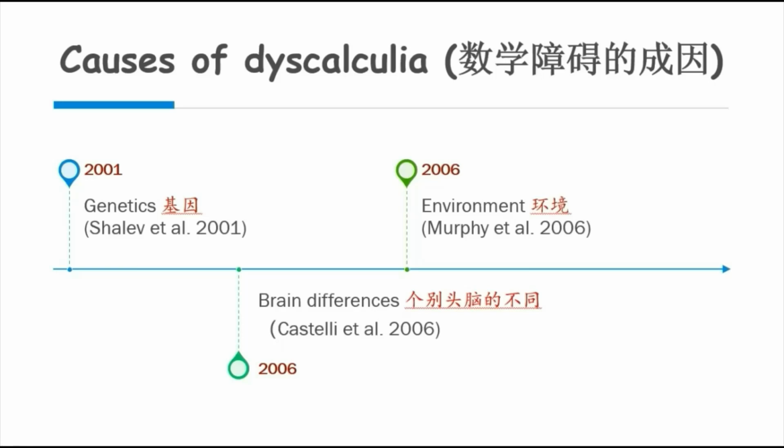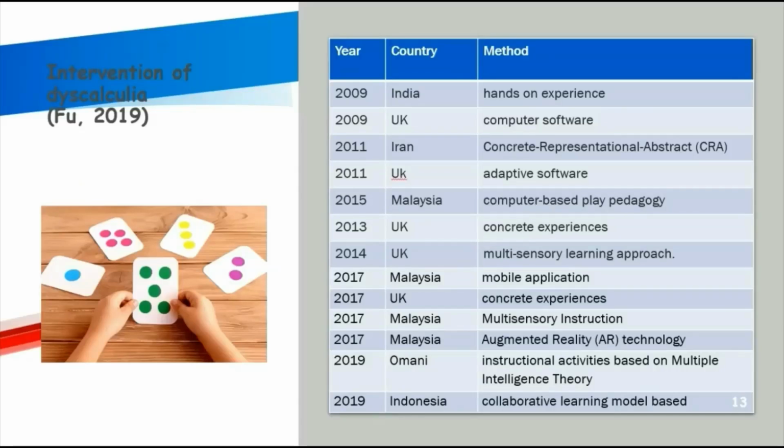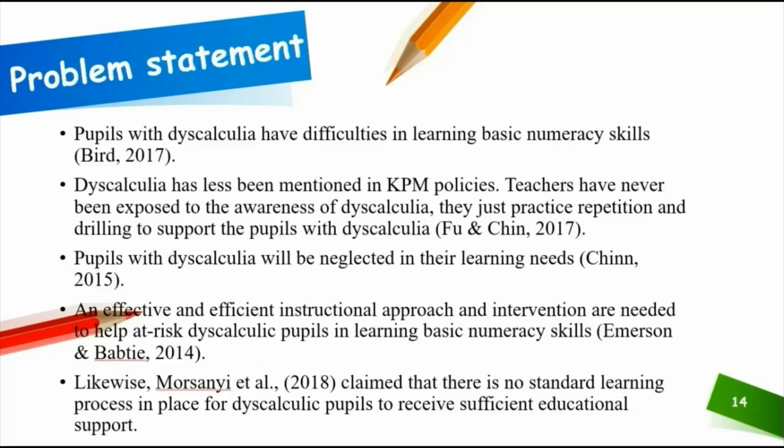So the cause of the dyscalculia is about the genetic, the brain difference, and caused by the environment. And I have synthesized some of the interventions of the dyscalculia from the recent 10 years. It's about the hands-on experience, computer and software, and concrete representations, abstractions. Adaptive software is all about the tools developed to teach or help dyscalculic people.